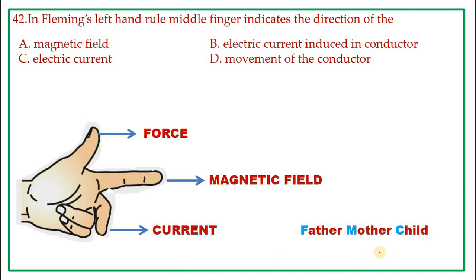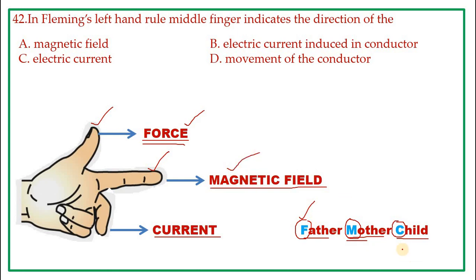Just keep these things in mind. It's very simple. Members of a family: father, mother, child. Father's first letter is F, hence the thumb represents force. Mother's first letter is M, hence the forefinger represents magnetic field. Child's first letter is C, hence the middle finger represents current. F for force, and keep in mind, children, force is nothing but motion also, M for magnetic field and C for current. In this way, if you keep it in your mind, you can easily remember.